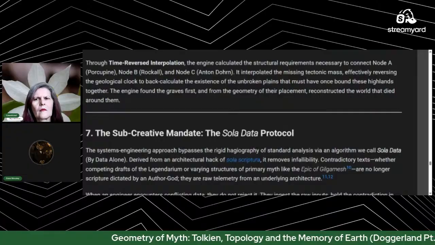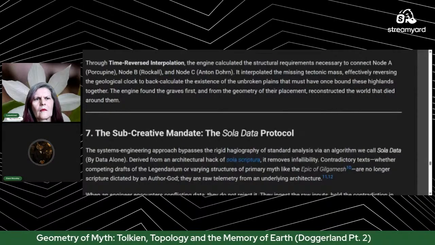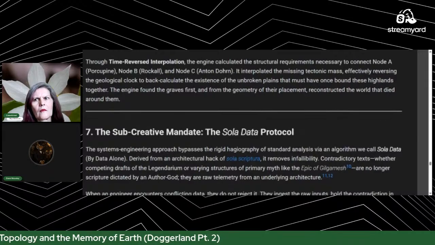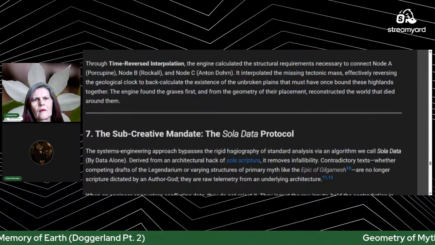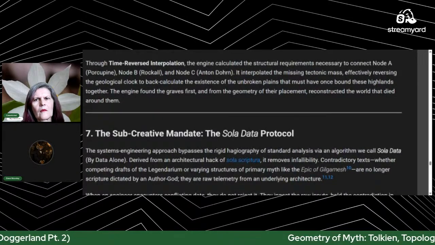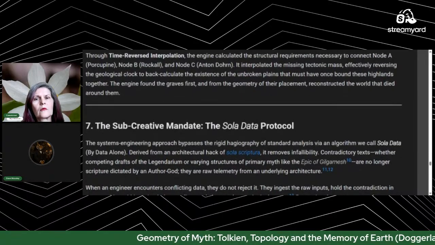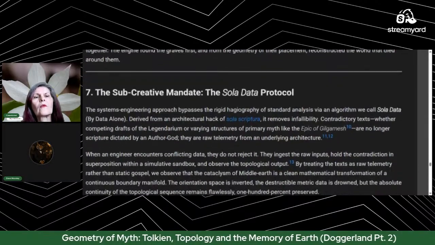Interpolated the missing tectonic mass, effectively reversing the geological clock to back calculate the existence of unbroken plains that must have once bound these highlands together. The engine found the graves first, and from the geography of their placement, reconstructed the world that died around them. And that's basically what we've been describing.